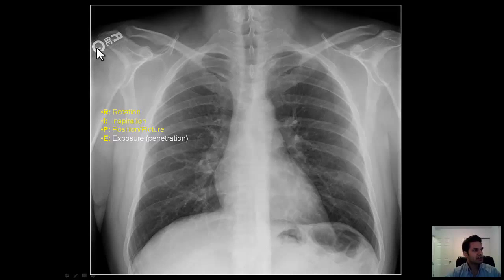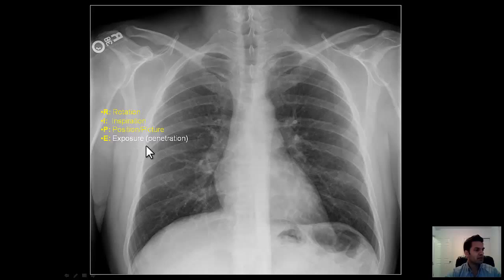Also, you'll see these dots within the technologist marker, and this can show you if the patient is standing upright or supine. It helps you orient yourself, because certain pathologies show up differently based on the patient's position.